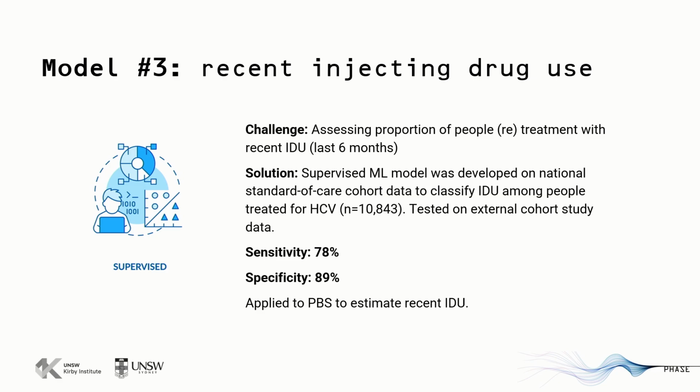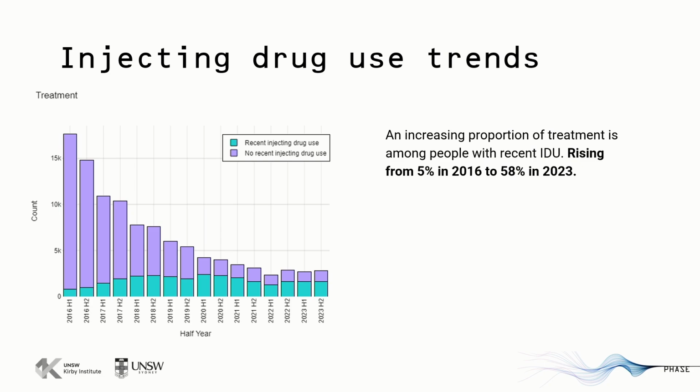So it worked. The specificity was quite good, 89%. The sensitivity was a little bit lower at 78%. So when we applied this model, we can see that there is rising treatment uptake, a rising proportion of treatment among people who inject drugs. So it's increased from 5% in 2016 to 56% in 2023.